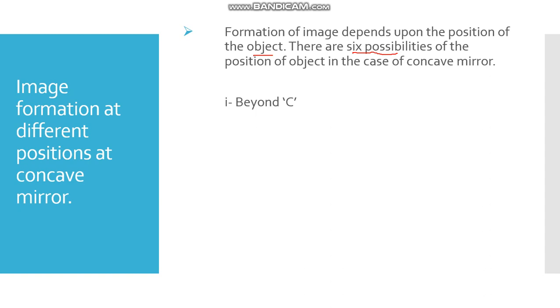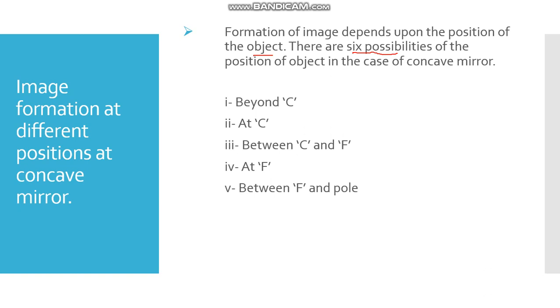So the 6 possibilities could be: number 1 could be beyond C, where C represents center of curvature. At C, it means that the object is placed at the center of curvature. Between C and F, it means that the object is placed between center of curvature and principal focus. At F, it means that the object is placed at principal focus. Between F and pole, it means that the object is placed between F and the pole of the mirror.